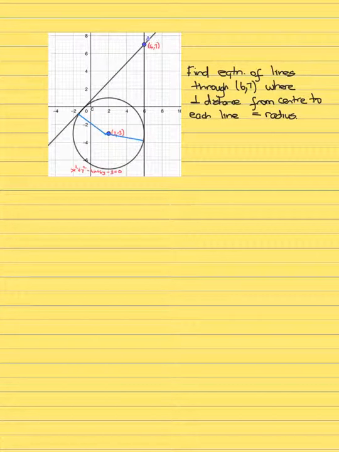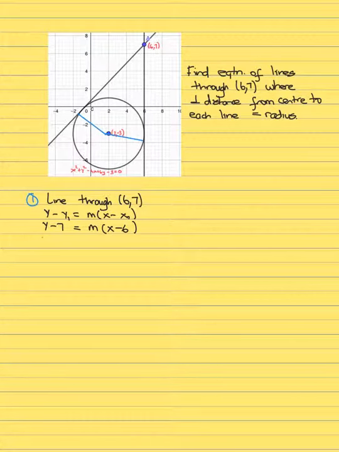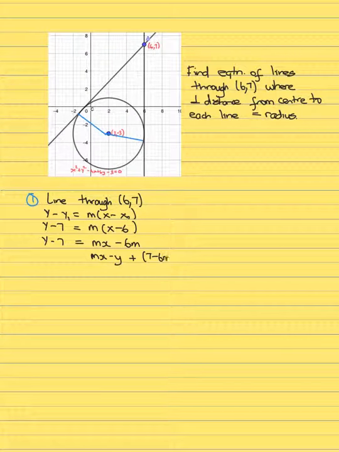So what we have to find is the equation of the lines through the point (6, 7), where the perpendicular distance from the centre to each of these lines is equal to the radius. So first of all, we will look at a line through the point (6, 7). Now we know the equation of any line is y minus y1 equals m times x minus x1. So we have y minus 7 is equal to m times x minus 6. Tidying that up, y minus 7 is equal to mx minus 6m, or we can just write mx minus y plus 7 minus 6m equals 0. So that's the equation of the lines we're looking for.